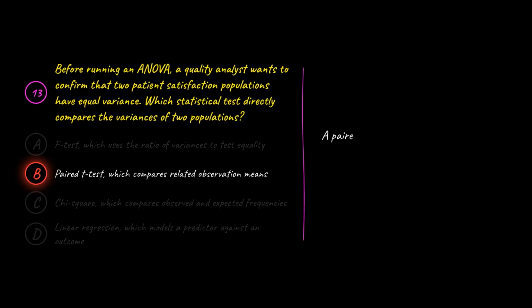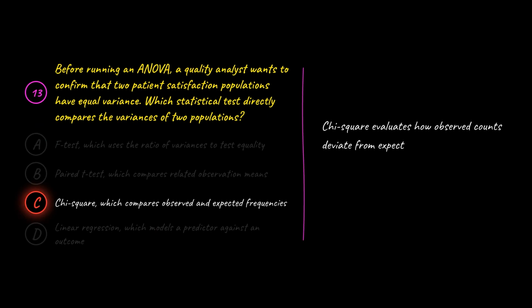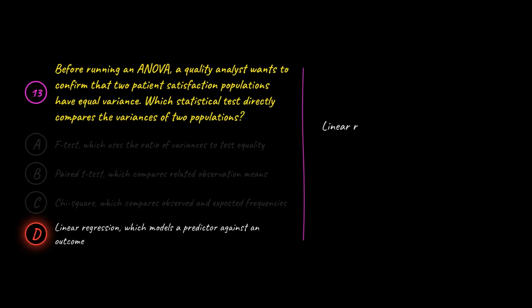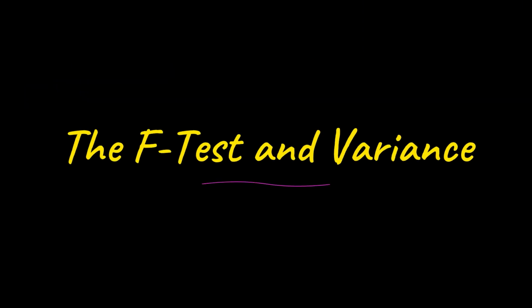B is wrong because a paired t-test focuses on differences between related means, not on the spread of values within each group. C is wrong because chi-square evaluates how observed counts deviate from expected counts in categorical data. It does not address variance equality in continuous data. D is wrong because linear regression models the relationship between predictor and outcome, but is not designed to compare variances between 2 populations. The F-test is a parametric procedure designed to determine whether 2 populations share the same spread.